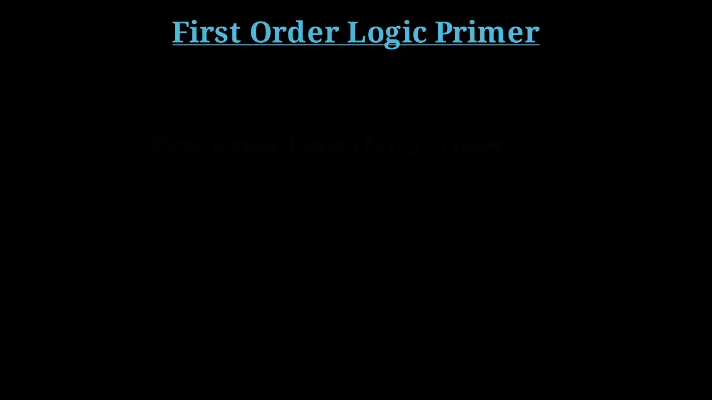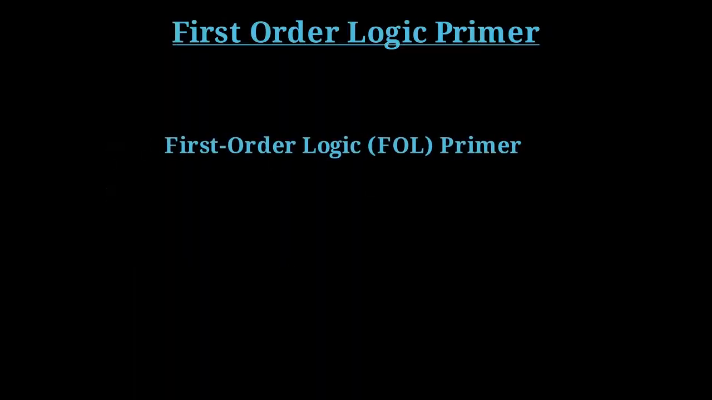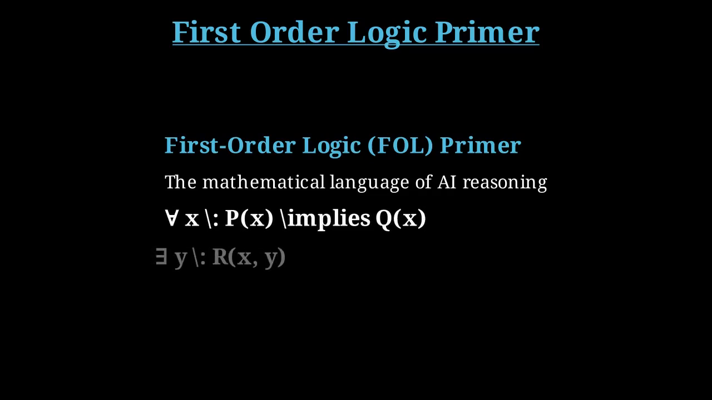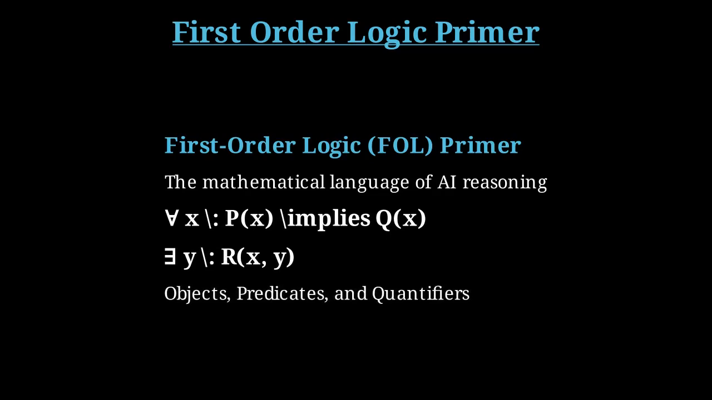Before diving into specific domains, let us review our tool of choice, first-order logic. In FOL, we use constants to represent specific objects, predicates to represent relations or properties, and variables combined with quantifiers to express general rules. The universal quantifier, for all, defines general laws across the domain. The existential quantifier, there exists, declares that something specific is out there.